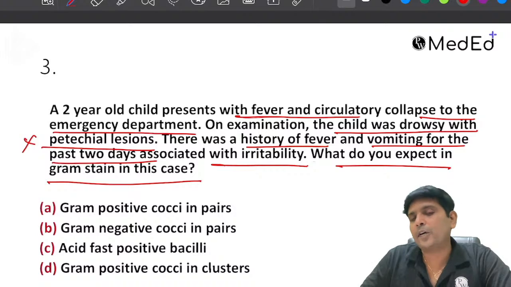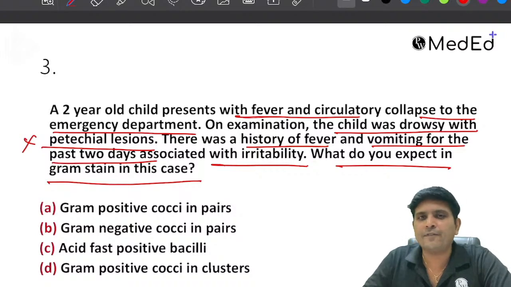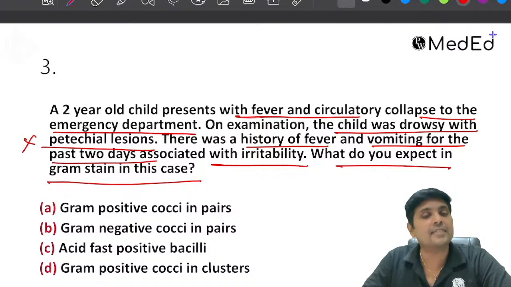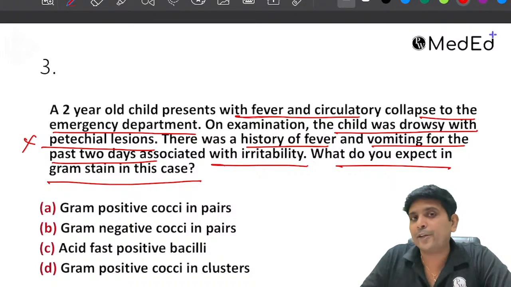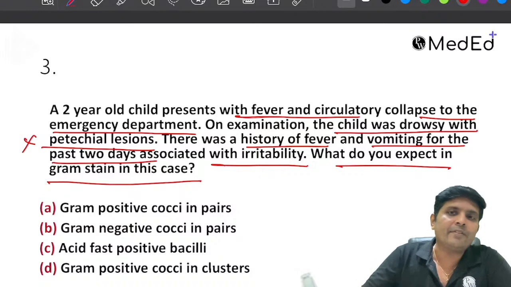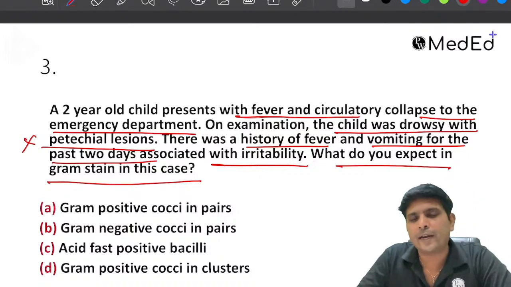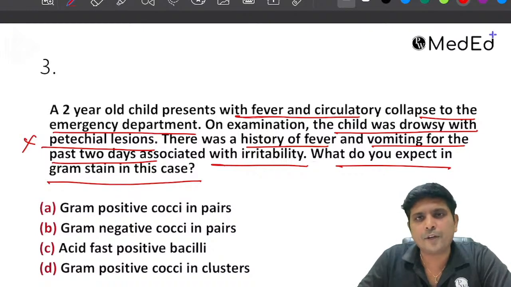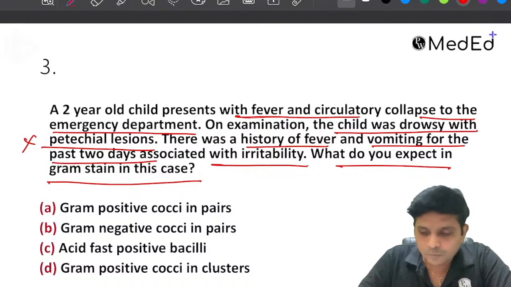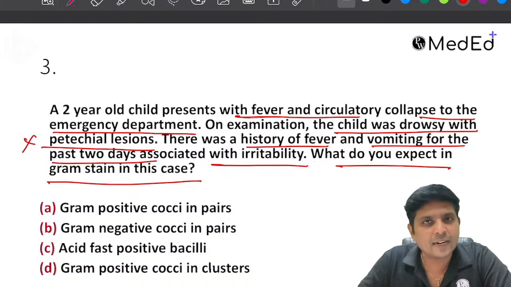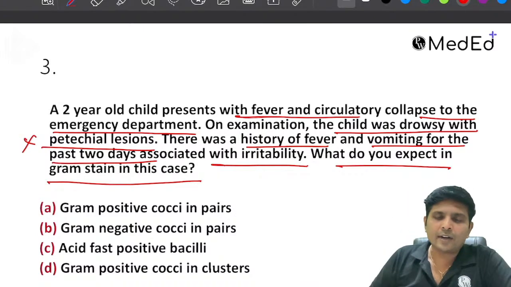It was well taught to you in our discussions. Myself and your medicine faculty, Santosh, had discussed cases and scenarios of meningitis in our previous session. If you have any doubt, you can watch it. You will be provided that link, or search neuro infections with respect to Santosh and myself. So those case scenarios were discussed there. So what is this case?